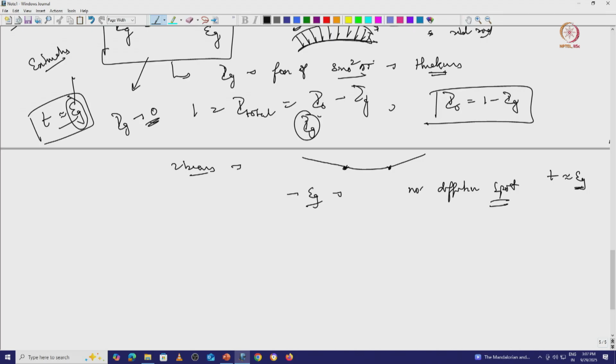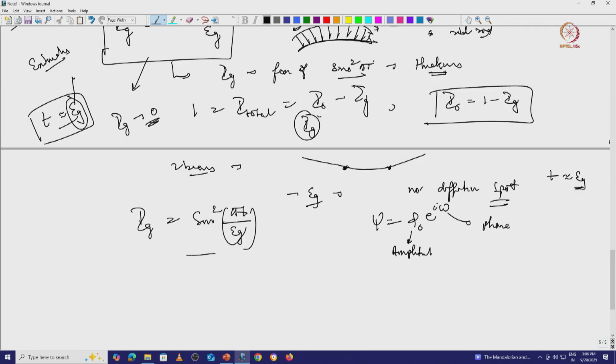Okay. Now I will rewrite this equation equal to sine square pi t by psi g. Now as we know that any wave equation, the total wave equation is given by, here phi 0 is the amplitude and omega is the phase. Fine.